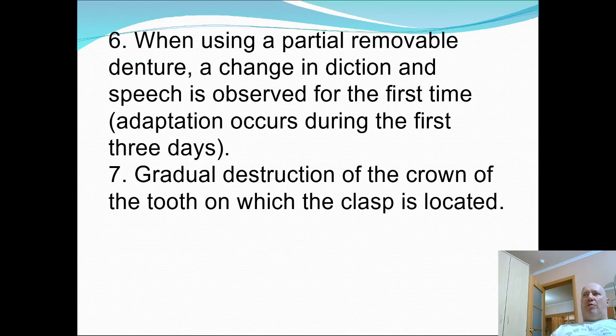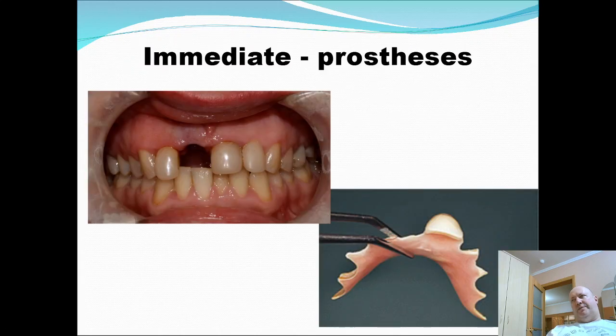When using a partial removable denture, a change in diction and speech is observed at first. Adaptation occurs during the first 3 days. Almost full adaptation takes about 30 or 33 days. It includes three periods. We will speak about it in the practical classes. And seventh, gradual destruction of the crown of the tooth on which the clasp is located.